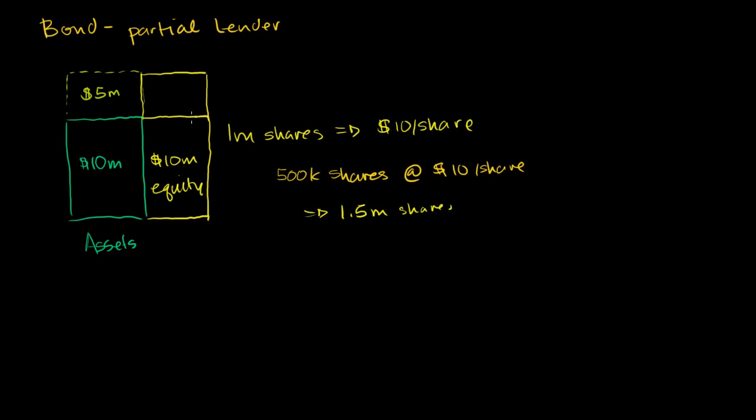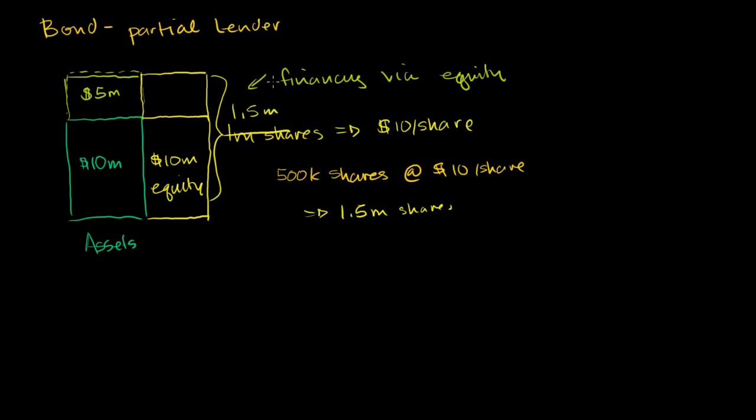We now have 1.5 million shares, not 1 million. And that new money from these new shareholders would go into the asset side, and then we would use that to actually buy the factory. What I just described is essentially issuing equity, or financing via equity, or by issuing stock.